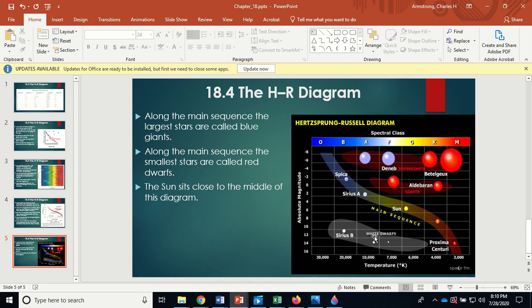So that is a 95, some huge number. 90% of the stars fall along the main sequence right in here. You got your white dwarfs and so on.